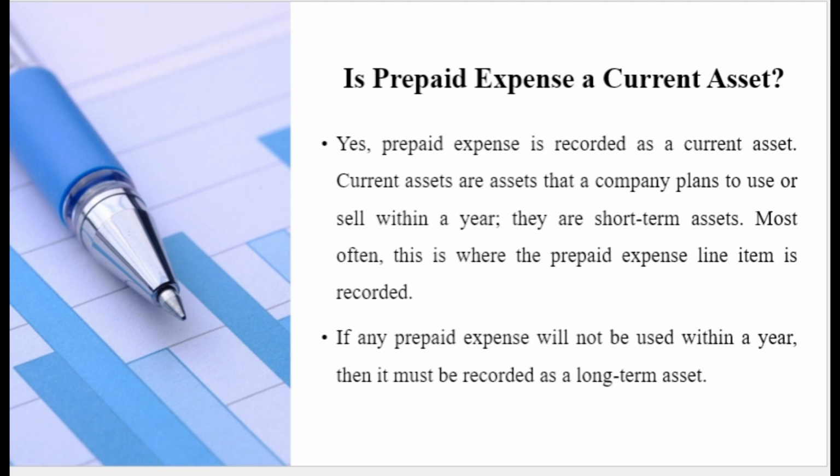Most often this is where the prepaid expense line item is recorded as it is short-term in nature. Any prepaid expense that is not used within a year will be considered a long-term asset. Anything which is above 1 year will be seen as a long-term asset. Within a year it is a current asset.